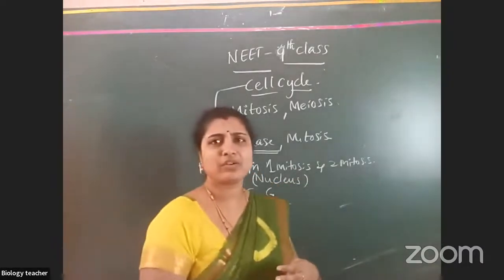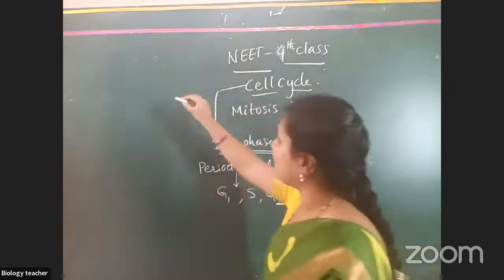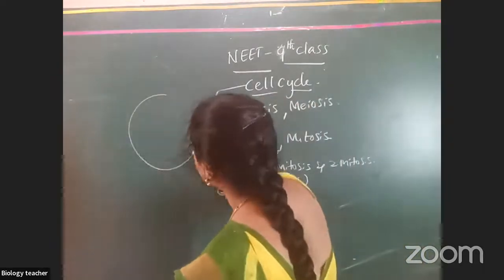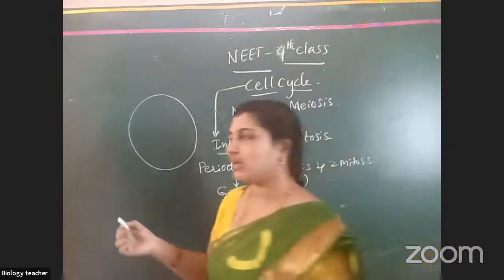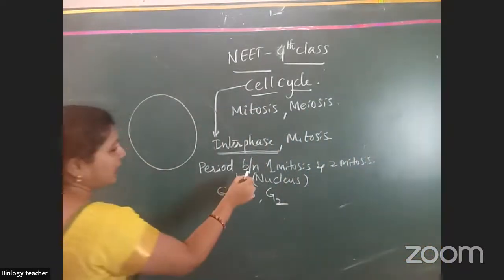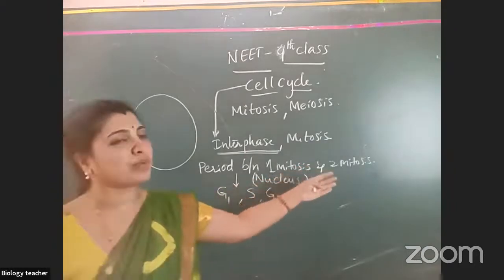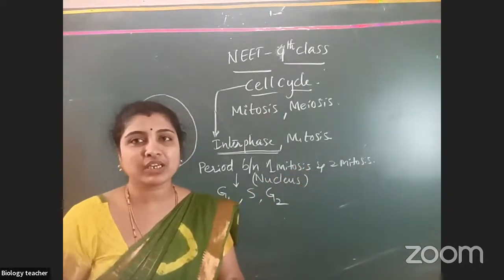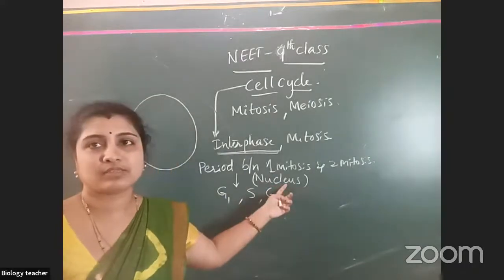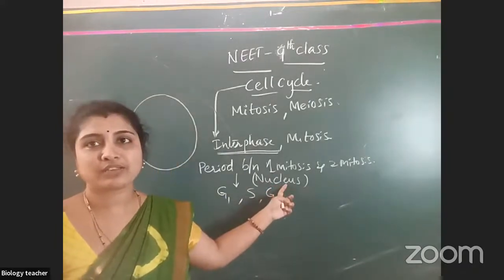Okay, you have studied this already. I have made a pie diagram and shown you, right? So what is that? The period between one mitosis and the next mitosis. In this period, which part of the cell is actively functioning? The nucleus.